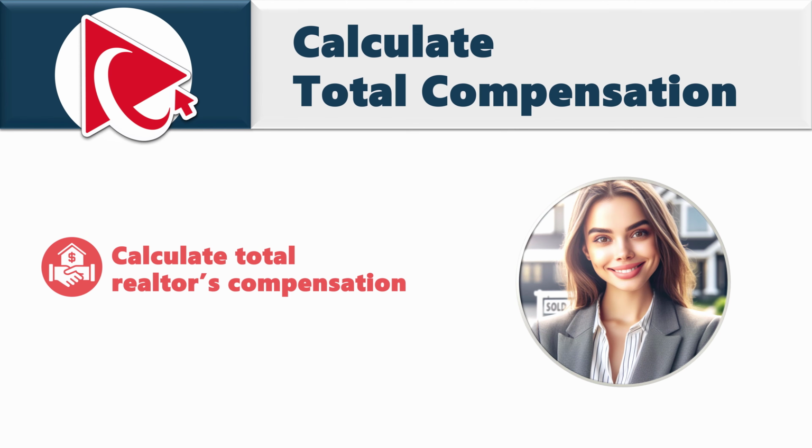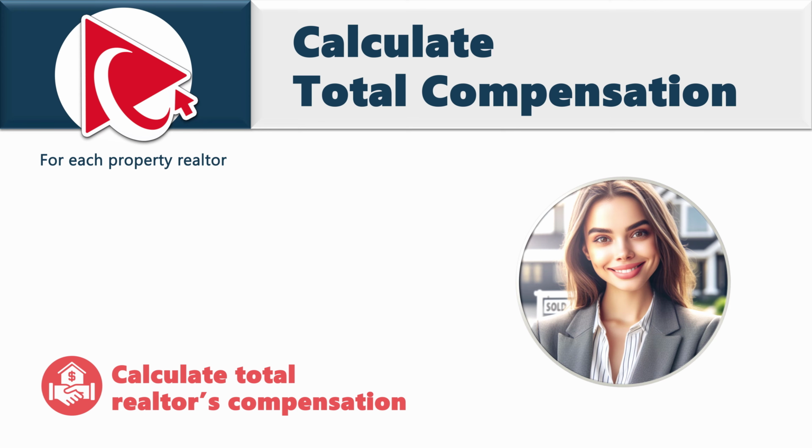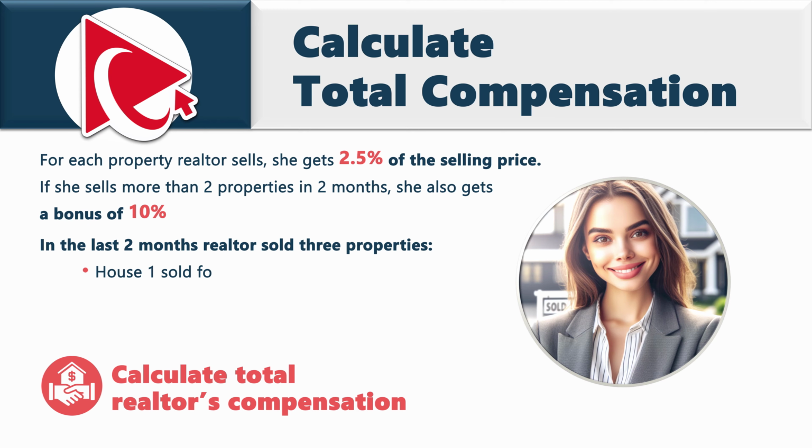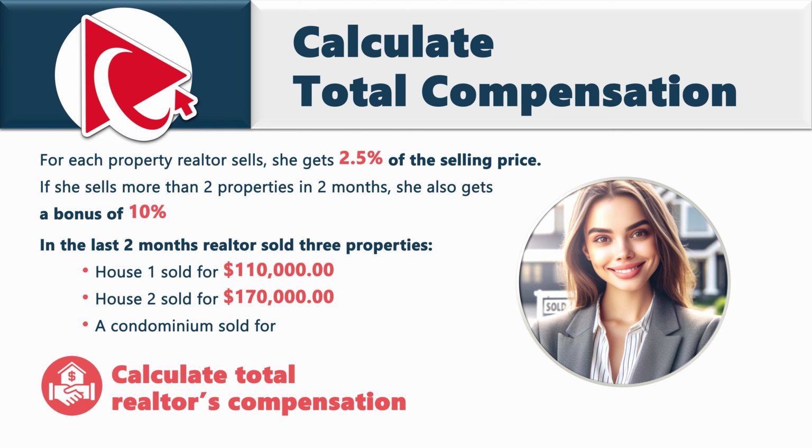In this question, you need to calculate the total realtor's compensation. For each property the realtor sells, she gets 2.5% of the selling price. If she sells more than 2 properties in 2 months, she also gets a bonus of 10%. In the last 2 months, the realtor sold 3 properties. One house for $110,000, second house for $170,000, and a condominium sold for $75,000. You need to calculate and select the realtor's compensation for the last 2 months out of 4 possible choices.